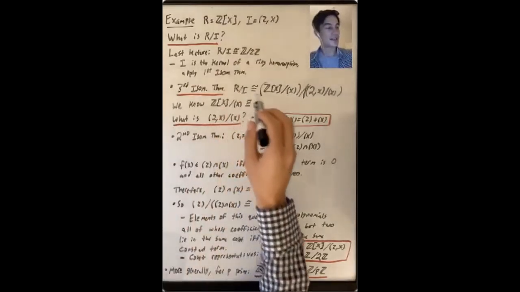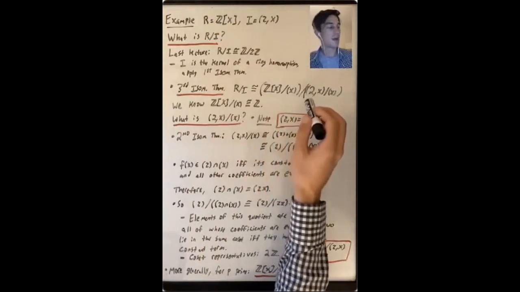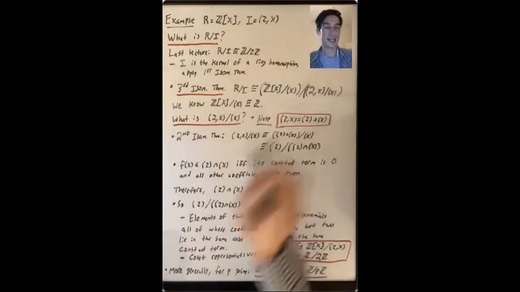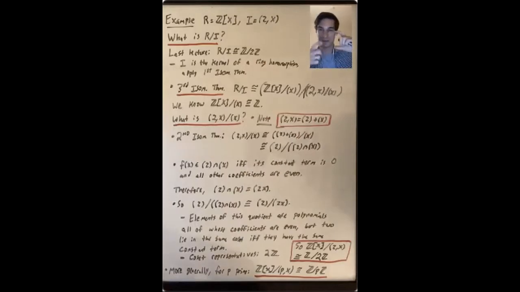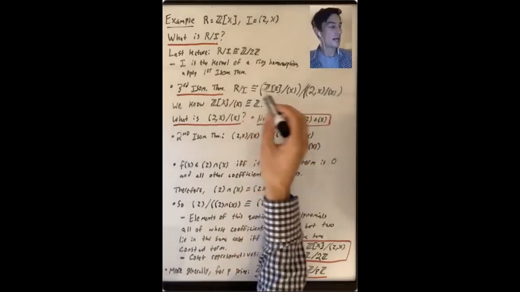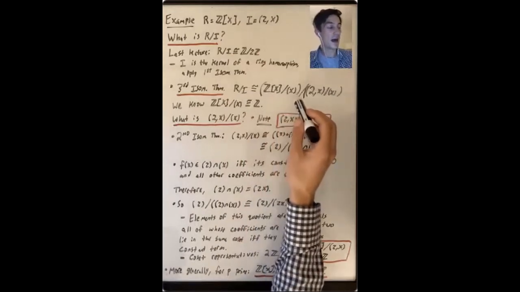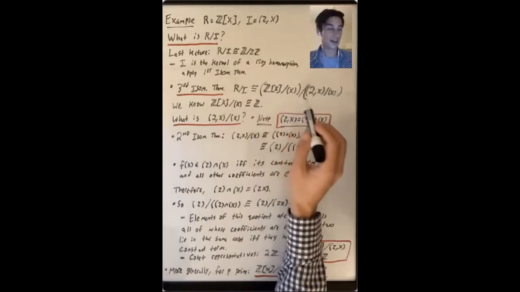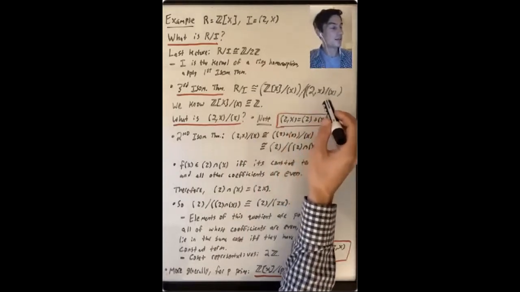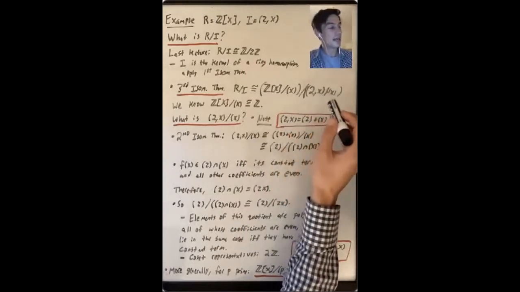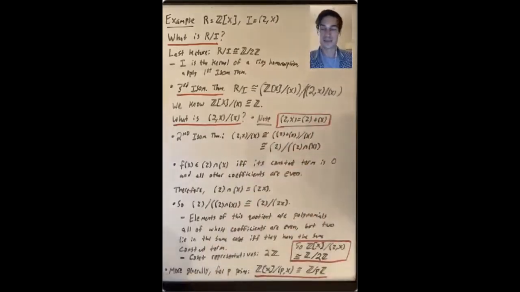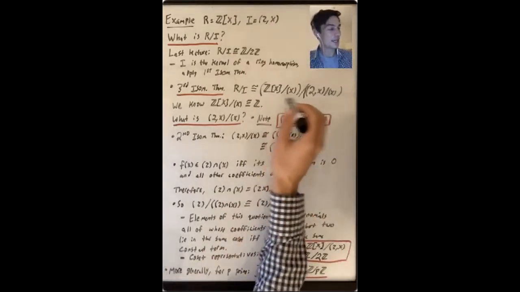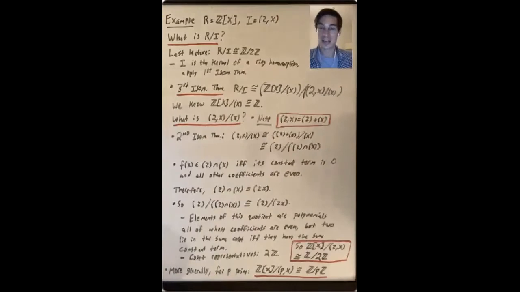So R mod I is isomorphic to R mod J mod I mod J. So it's like canceling fractions. So R mod I is isomorphic to Z[x] mod the ideal generated by x, that's playing the role of our J here, mod the ideal generated by 2 and x mod the ideal generated by x. And we know what this first thing is, Z[x] mod the ideal generated by x.